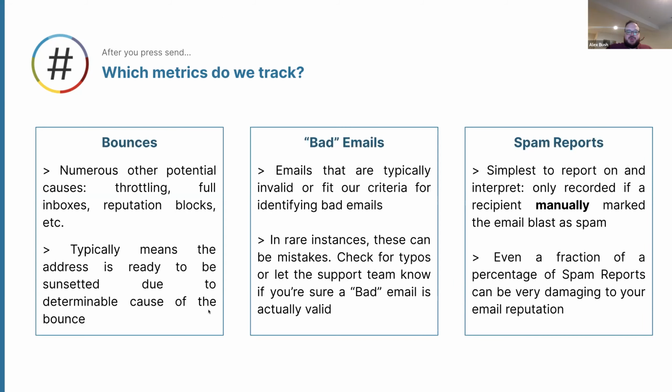All right, after you press send, what are we looking at? So what metrics do we track? If you've taken a look at your broadcaster and you've gone to your email dashboard, you'll see these in your results tab for any blast that you send. These are the three negative metrics that we look for when we're looking at potential email pause, issues of concern, things we want to look at here.